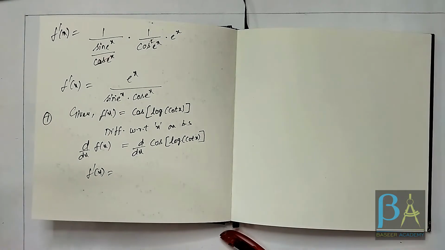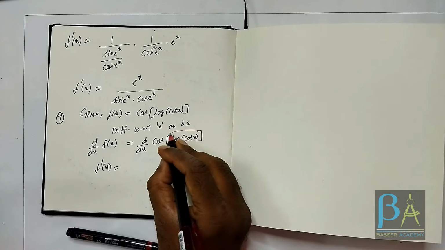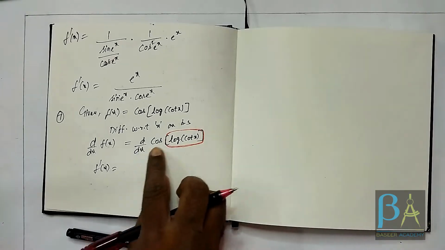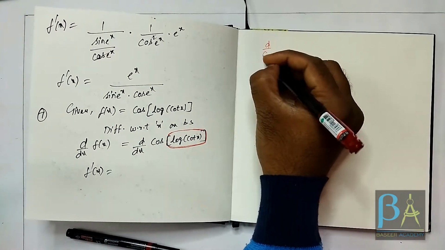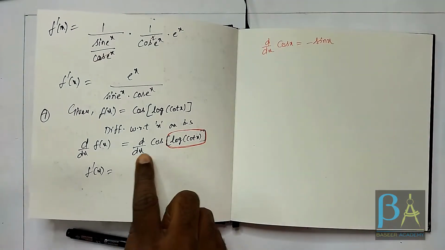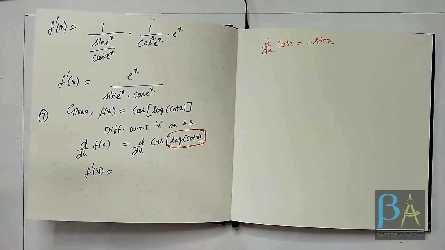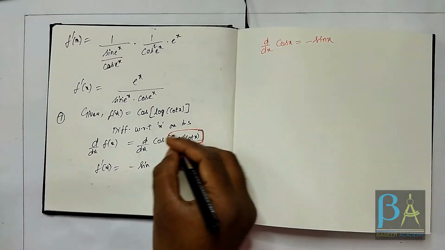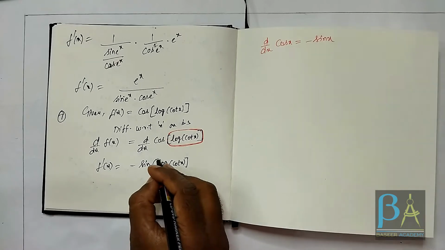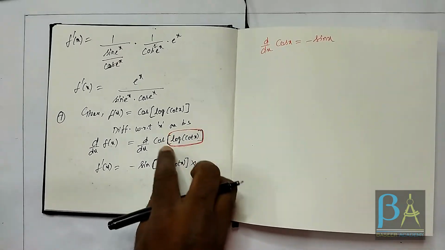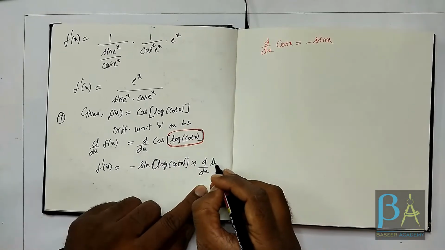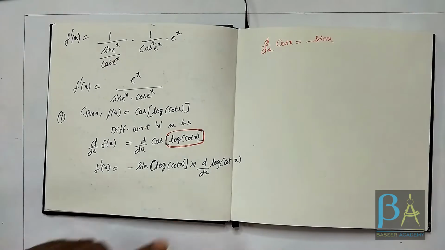I don't know how to do this, but then you can actually assume this complete thing as x in your mind. Assume that this is x. D by dx of cos x. You know that d by dx of cos x is nothing but minus sine x. D by dx of cos x is nothing but minus sine this thing. I assumed it as x. But then in reality this is not x, so I'm going to differentiate this as per the chain rule. So I'm going to differentiate this thing, log of cot x. Let's do it.